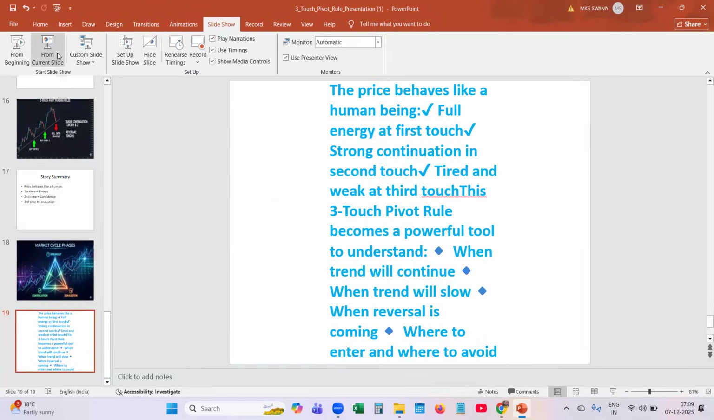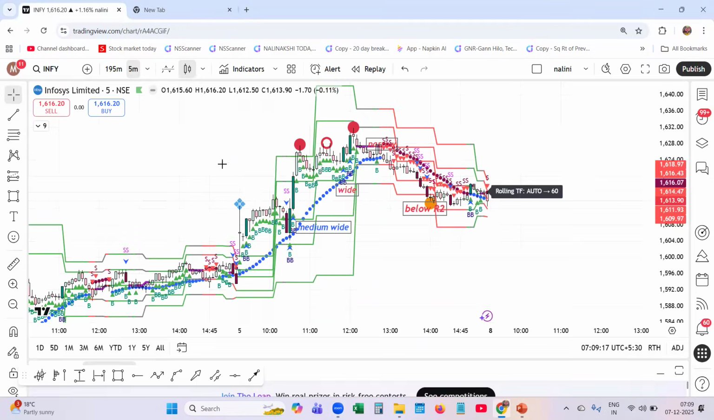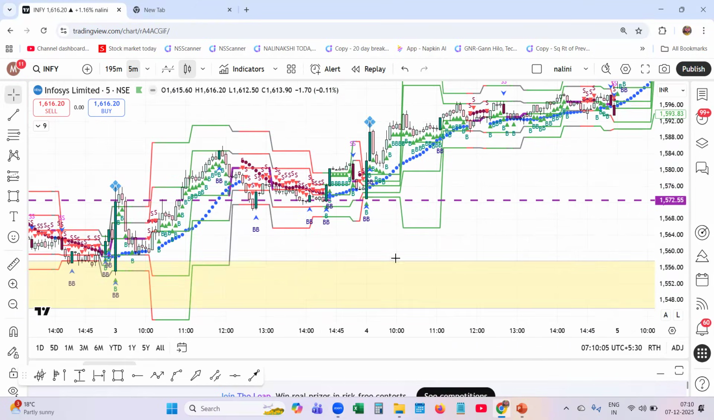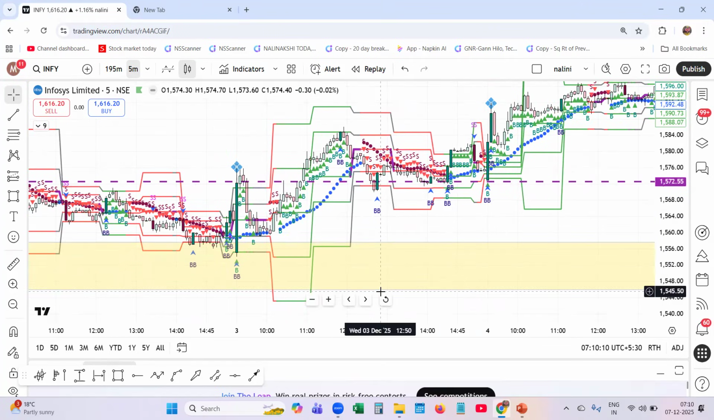Let me take you to the chart. This is the chart of the Infosys. It was in tremendous momentum. Because why it is in a tremendous momentum, I'll take back from third onwards. Third onwards, it is super behavior.